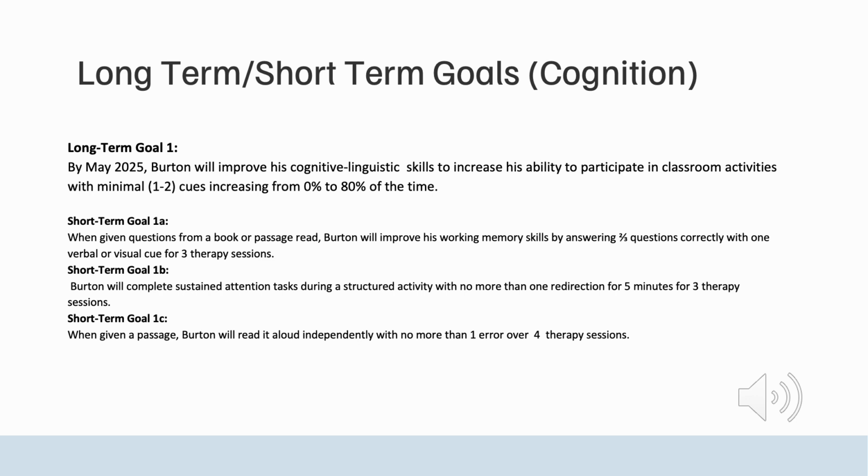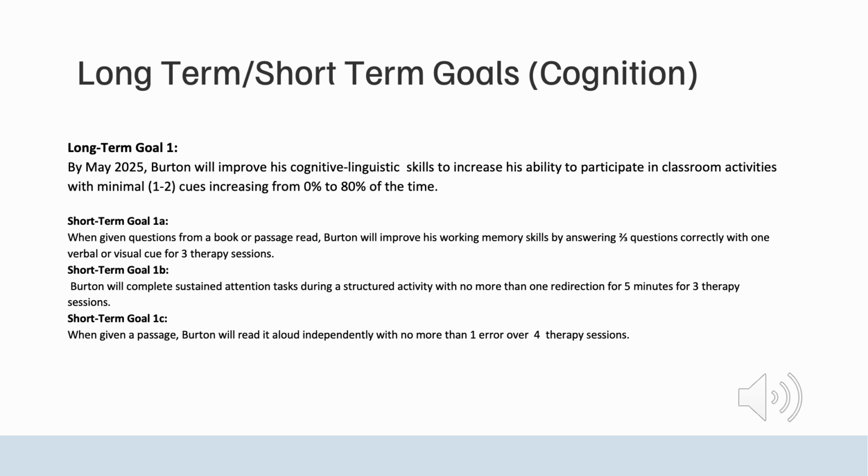The first one is, when given questions from a book or passage read, Burton will improve his working memory skills by answering 2 out of 3 questions correctly with 1 verbal or visual cue for 3 therapy sessions. The next goal is Burton will complete sustained attention tasks during a structured activity with no more than 1 redirection for 5 minutes for 3 therapy sessions.